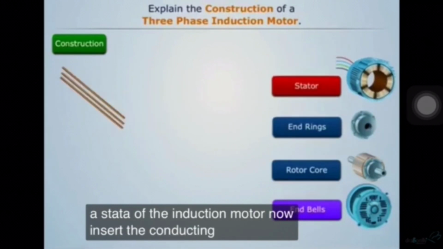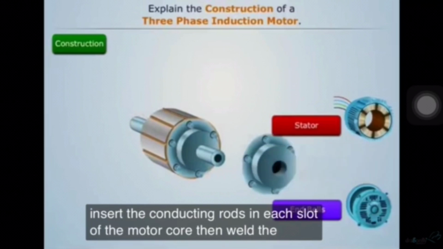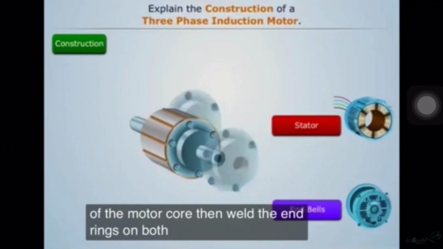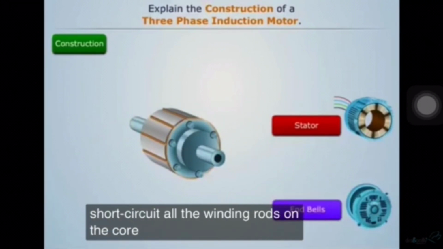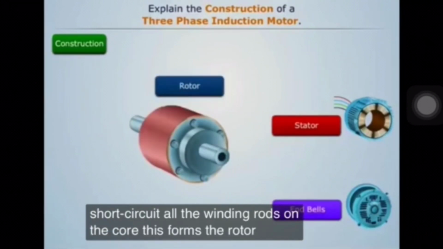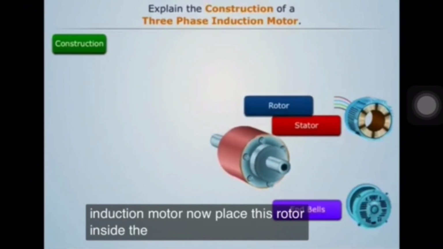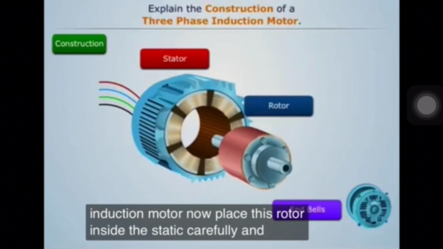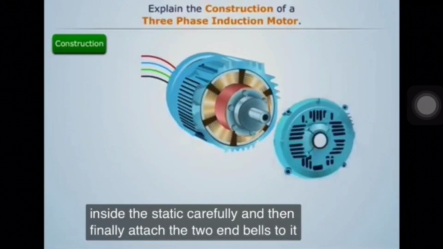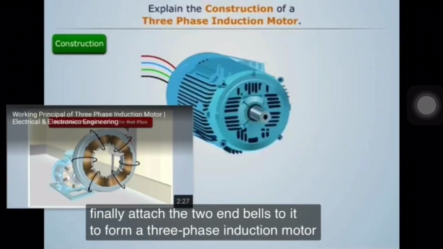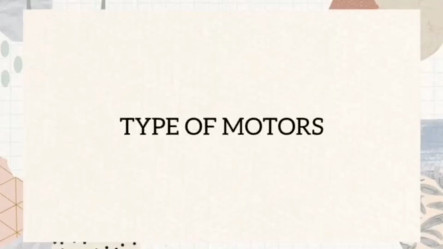Now insert the conducting rods in each slot of the rotor core. Then weld the end rings on both sides of the rotor core to short circuit all the winding rods on the core. This forms the rotor of the induction motor. Now place this rotor inside the stator carefully, and then finally attach the 2 end bells to it to form a three-phase induction motor. Thus, we have constructed a three-phase induction motor.